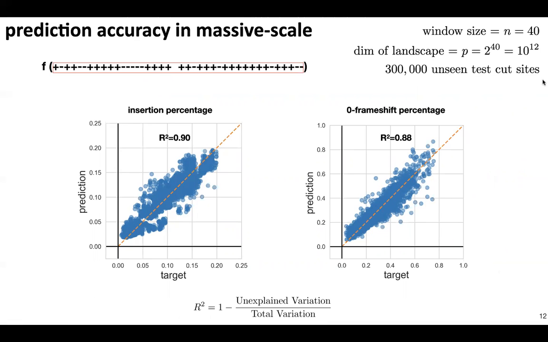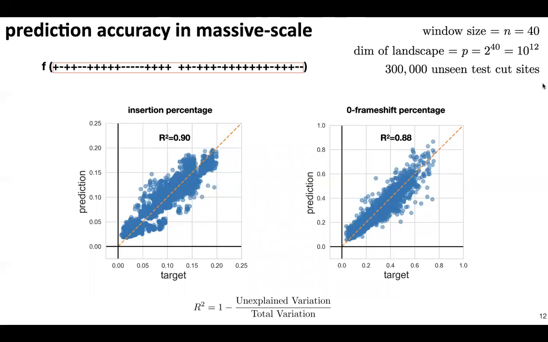We evaluated the performance of the algorithm in predicting the landscape on 300,000 random unseen CRISPR cuts. The prediction accuracies were pretty good on all the DNA repair landscapes that we tried. In particular, we are showing two of the landscapes in this case, which are insertion percentage and zero frame shift percentage that we have talked about.